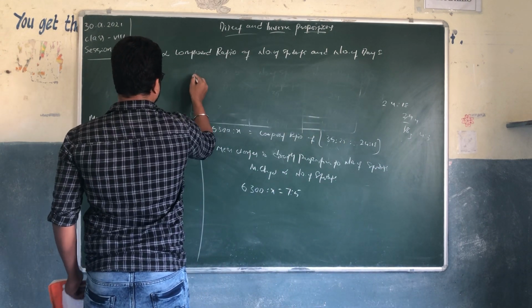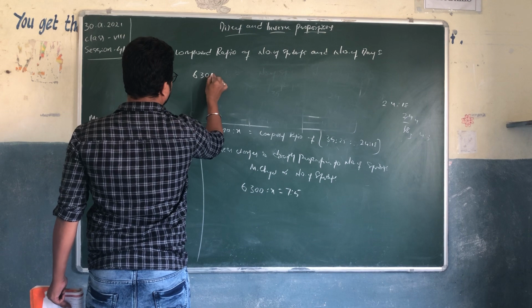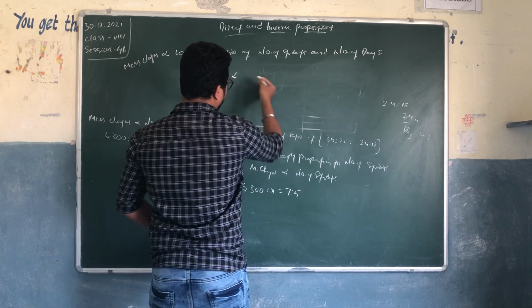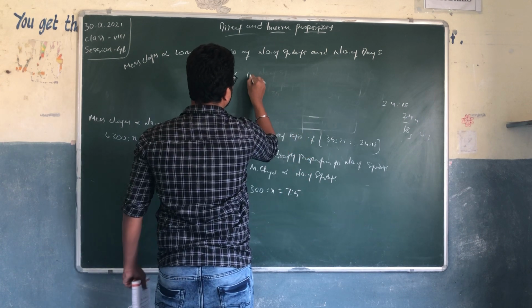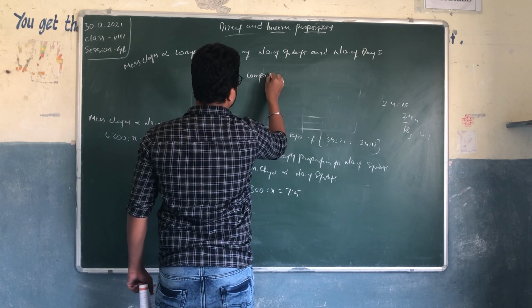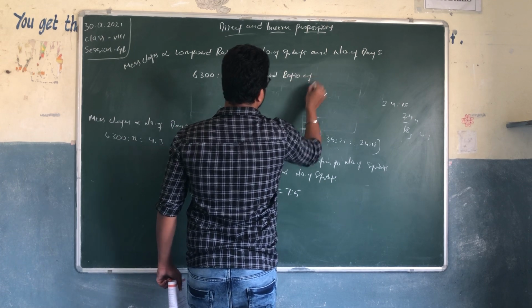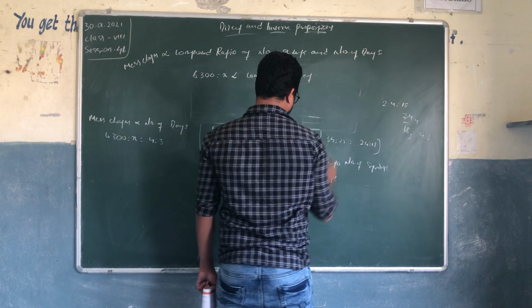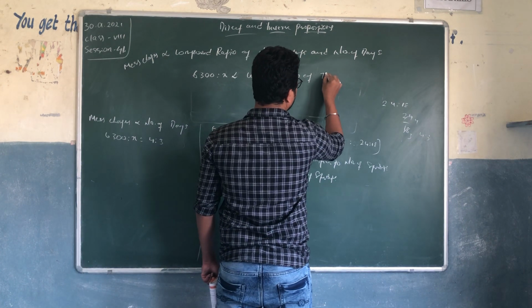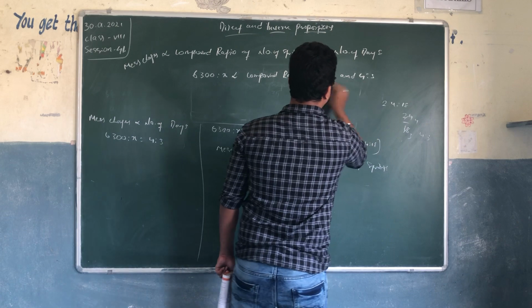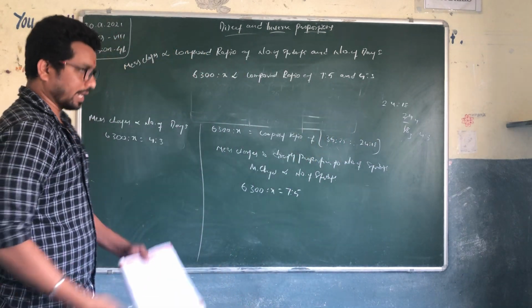Let us write first, mess charges. What is mess charges? 6300 is to x is directly proportional to the compound ratio of number of students, which is 7 is to 5, and number of days, 4 is to 3. For these two, we need to find a compound ratio.